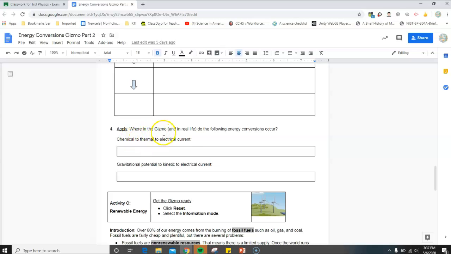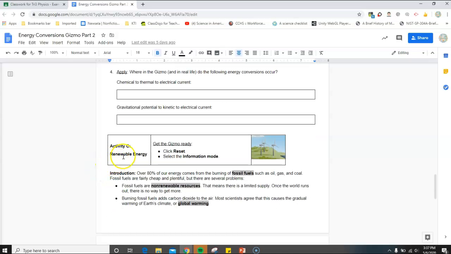Where in the gizmo and in real life do the following energy conversions occur? So you're looking for a chemical to thermal or electrical current. So this is going to be an example. What's an example of when this conversion actually occurs? You want to type that in this space right here. And when is an example of a gravitational potential to kinetic to electrical current? When does that actually happen? So give us an example there from the simulation from real life.